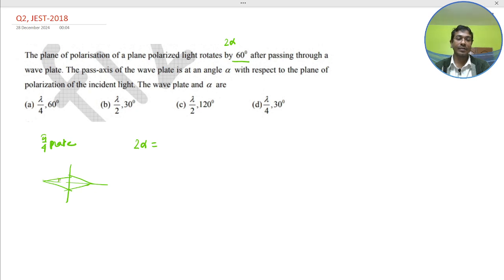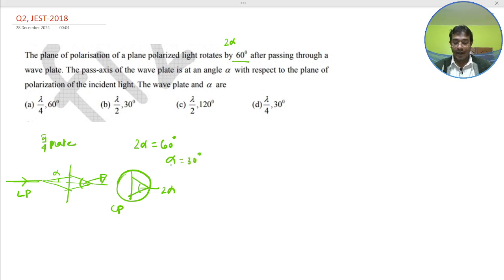This angle is alpha, and after polarization of circularly, this is basically the linear LP, and here the circular polarized light, this angle would be 2 alpha. So 2 alpha is 60 degree, so alpha is equal to 30 degree, and the plate must be the lambda by 2. For the lambda by 2 plate, the phase difference becomes pi by 4 phase difference.